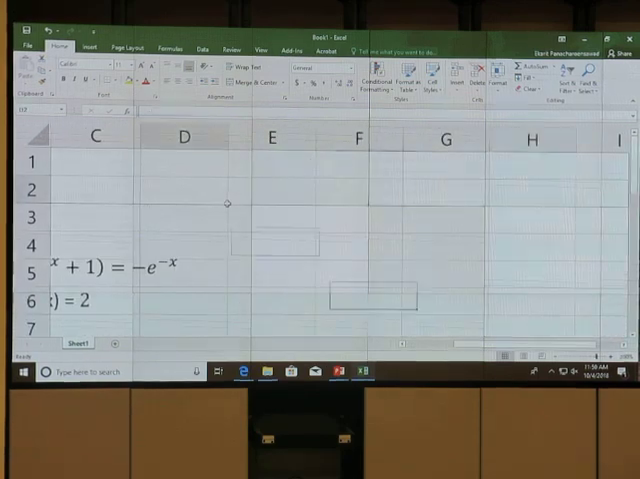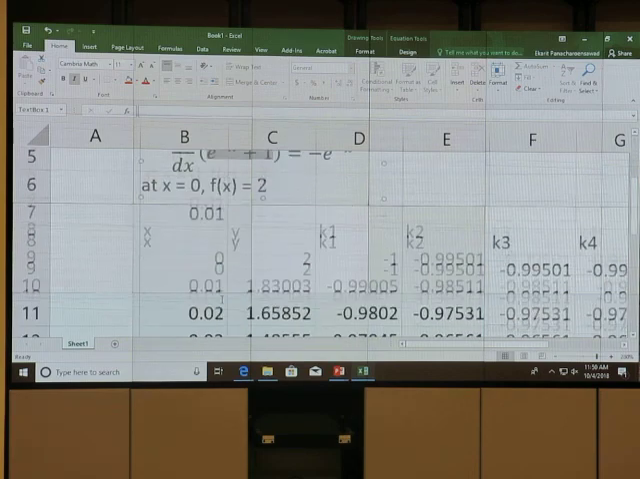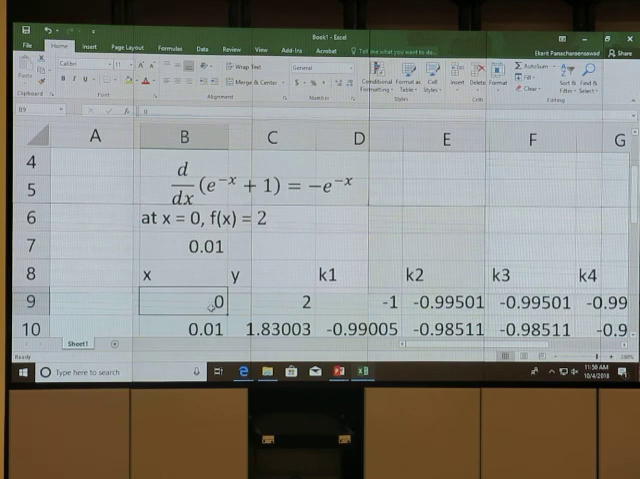I have the function e to the power minus x plus 1. That is the actual function that I want to get. Okay. Try to catch what I did wrong. I take the derivative of this function. I get minus e to the power of minus x. Is that correct? Did I do it right? Next, I say, okay, at x equal to 0, the solution f(x) equals 2. So this is used for the initial value that I have. So next, I put the x value at 0. At x equal to 0, y equals 2.